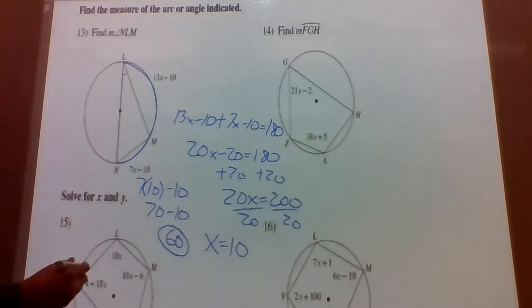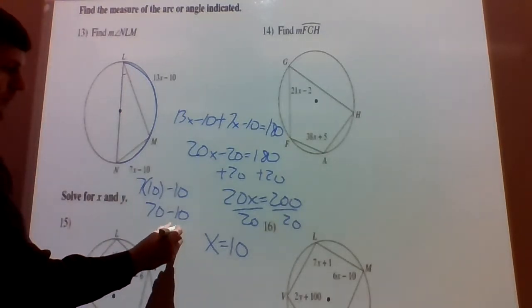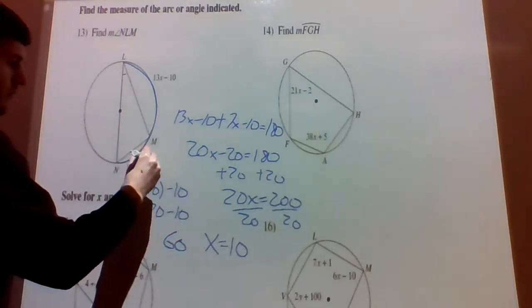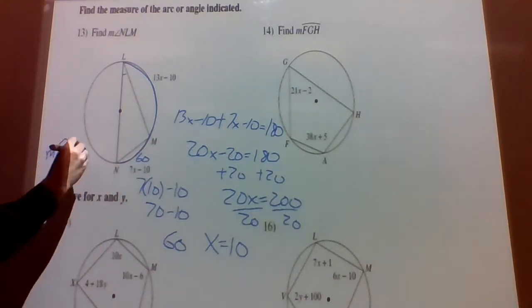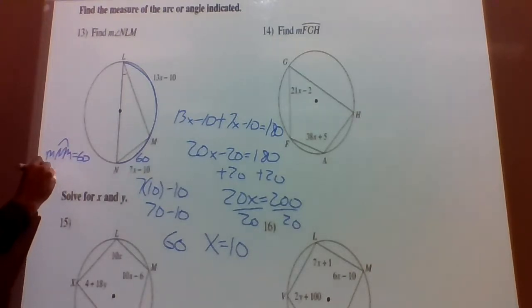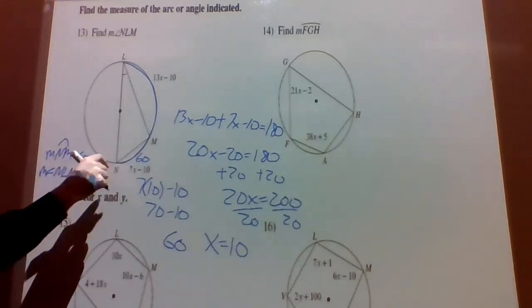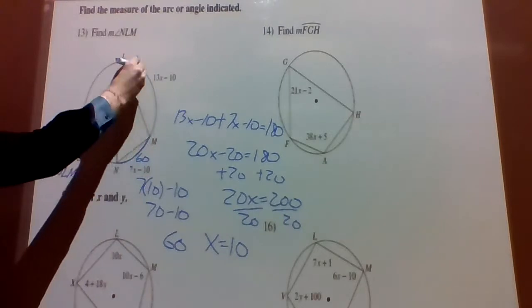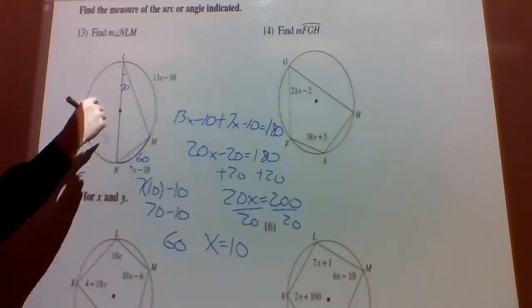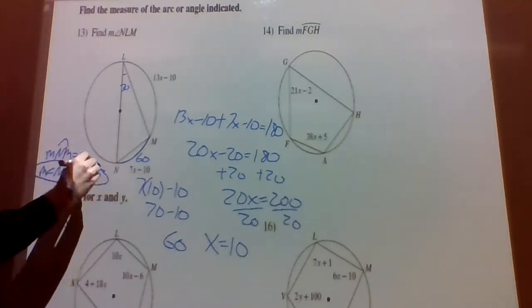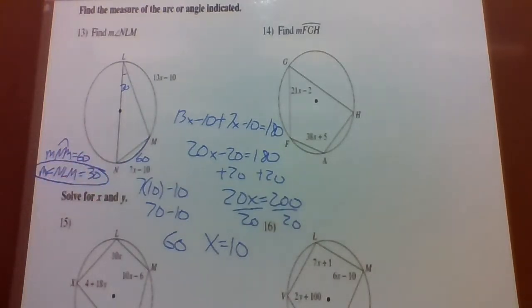That's not our final answer, though. We aren't looking for arc NM. So the measure of arc NM is 60. We're looking for the measure of angle NLM, which is going to be half of the intercepted arc, which is going to be 30. We divide 60 by 2, that's 30. The measure of the inscribed angle is half of its intercepted arc.